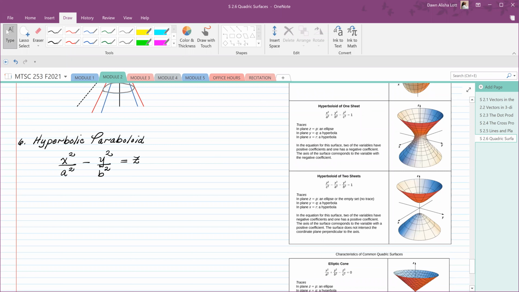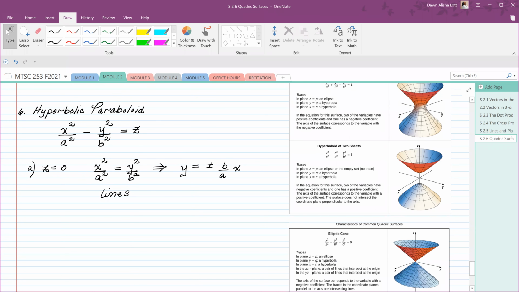Okay, so again, let's start with z equals 0. Obviously, z equal to 0 gives us x squared over a squared is equal to y squared over b squared. And that just says that y is equal to plus or minus b over a times x. So we get lines. Okay, so that's when z is equal to 0.